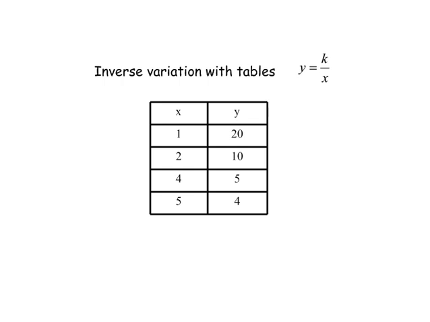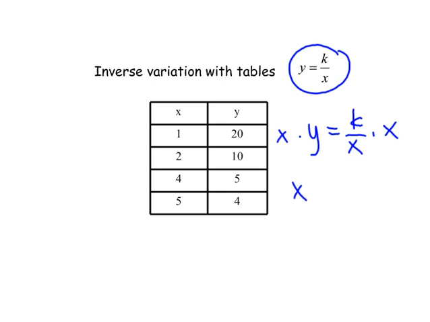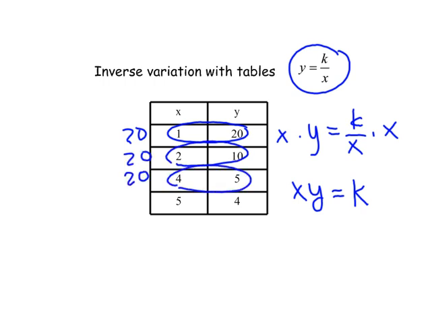If you're looking at a table and trying to determine if a table is inverse variation, again we're going to look at the equation and solve for k. So y equals k over x. To solve for k, we'd multiply by x on both sides. So x times y would need to equal k. So you're looking for the product of x and y to be constant. 20 times 1 is 20, 2 times 10 is 20, 4 times 5 is 20, and 5 times 4 is 20. Since x times y is always the same constant, that means this is an example of inverse variation.